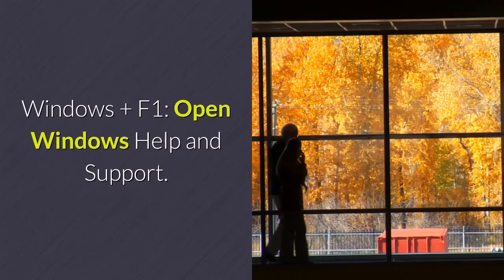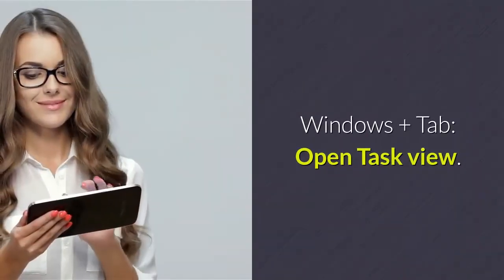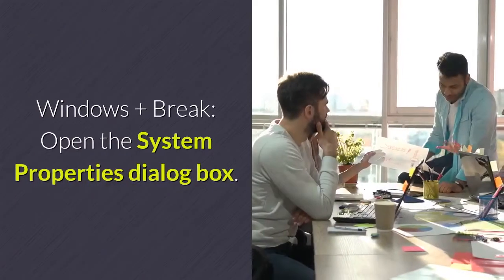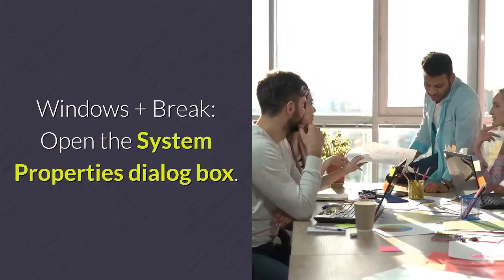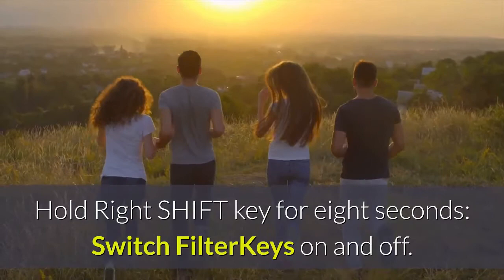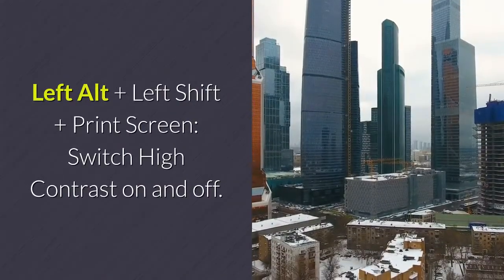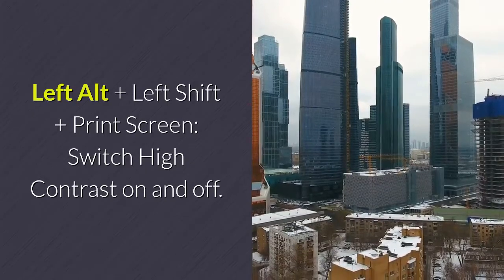Windows plus F1, open Windows help and support. Windows plus Tab, open task view. Windows plus Break, open the system properties dialog box. Hold right shift key for 8 seconds, switch filter keys on and off. Left alt plus left shift plus print screen, switch high contrast on and off.